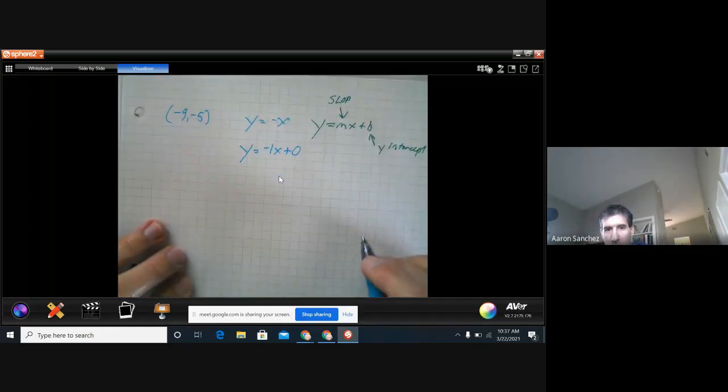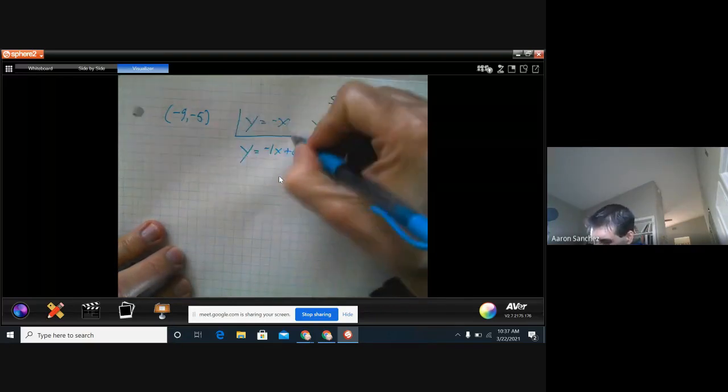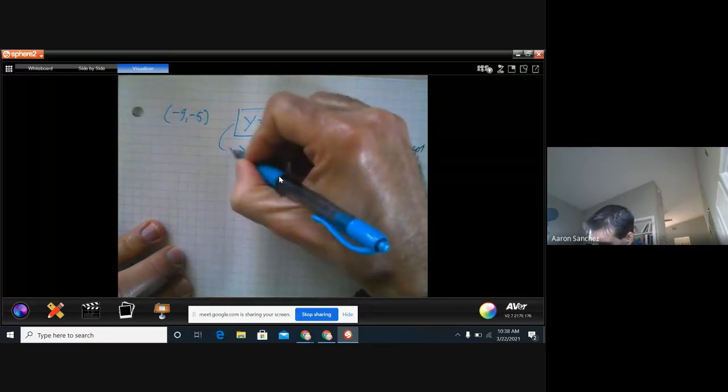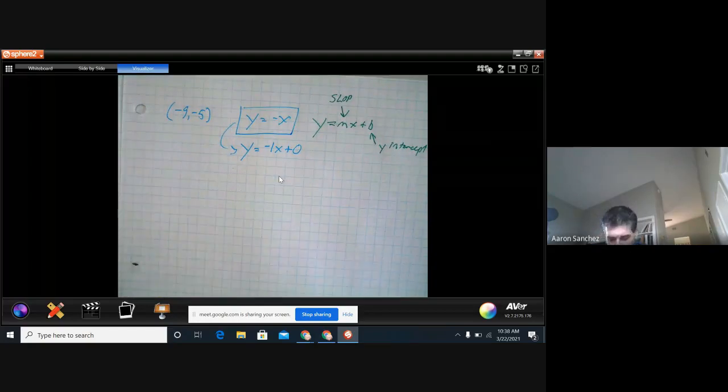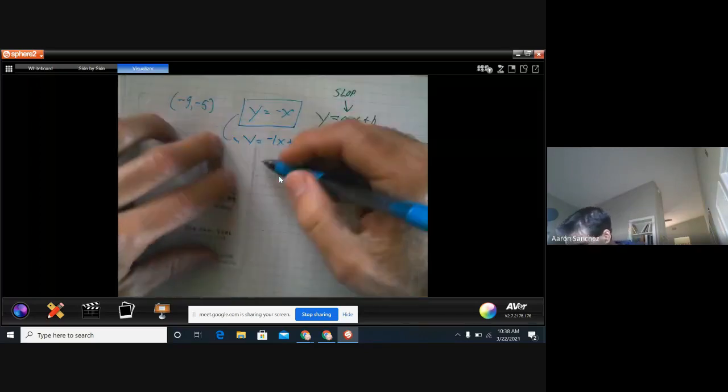So anyway, to graph this, we're going to use this. Okay, so let's go ahead and graph it, and then we'll reflect it. Where'd my ruler go? No. I'll use this. Okay, so here we go.